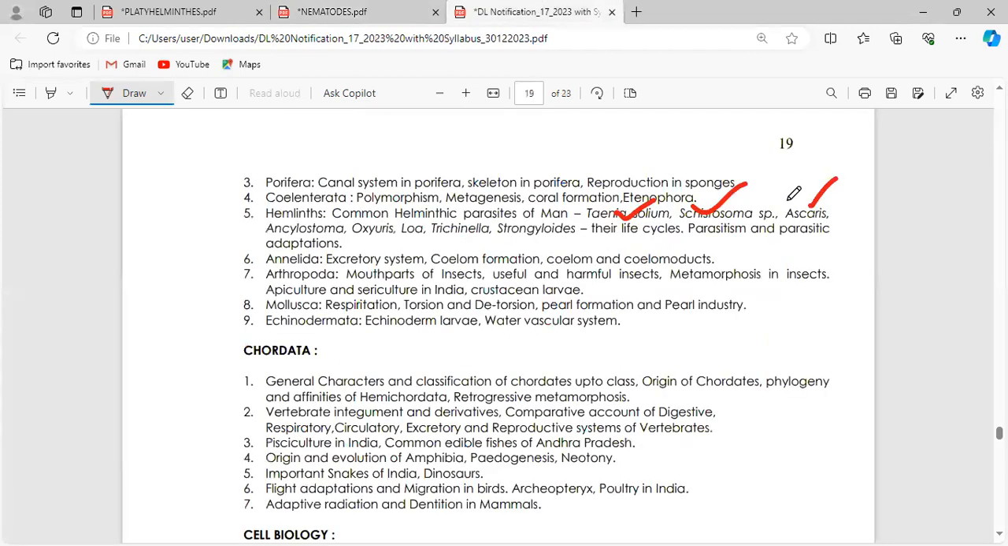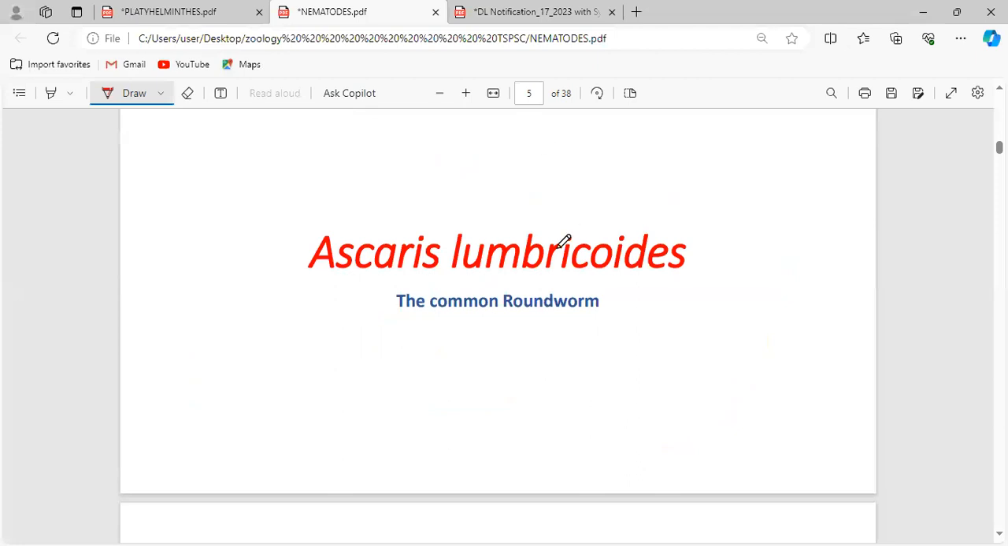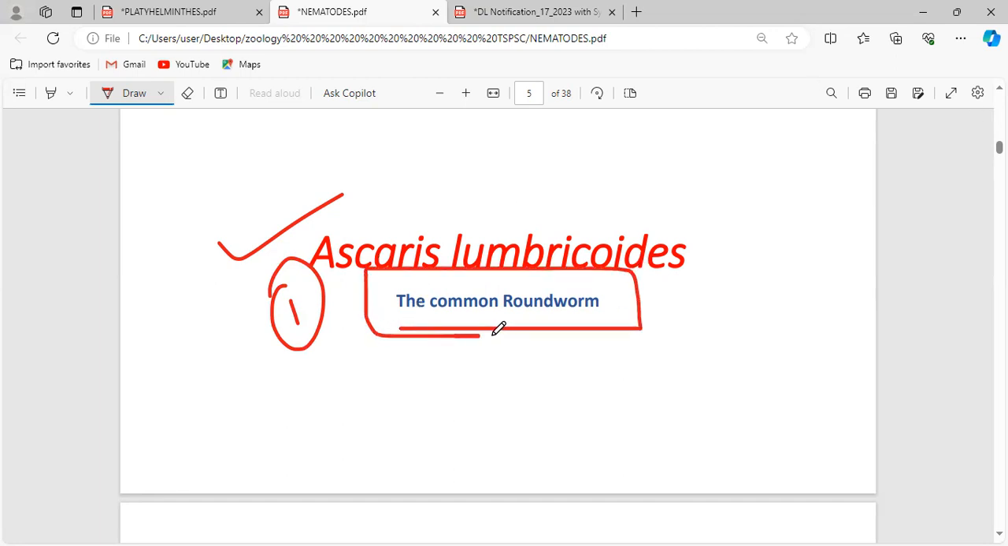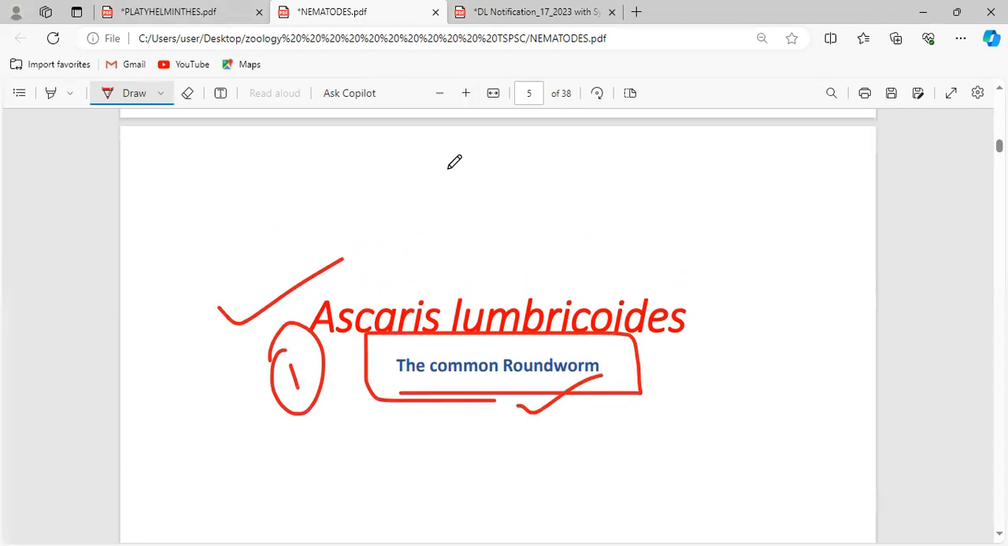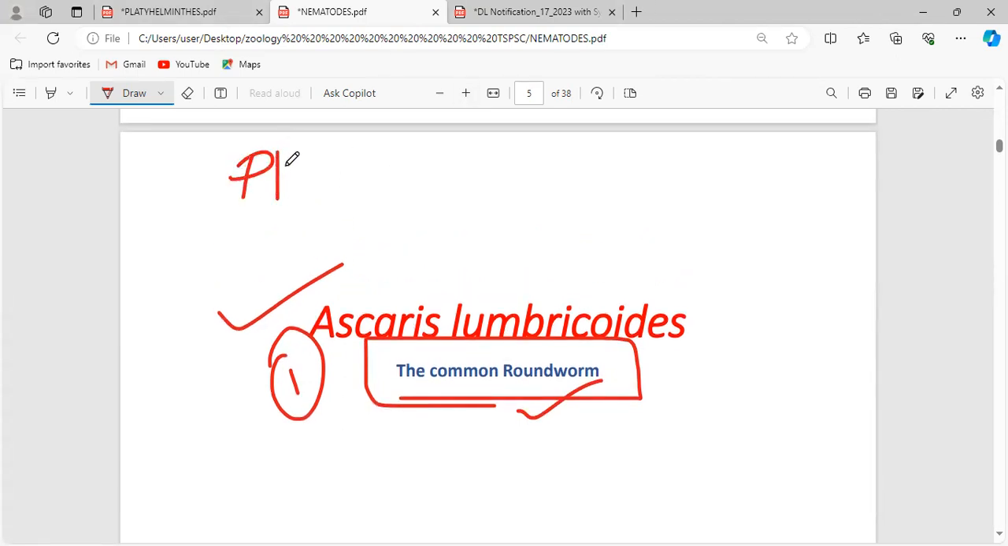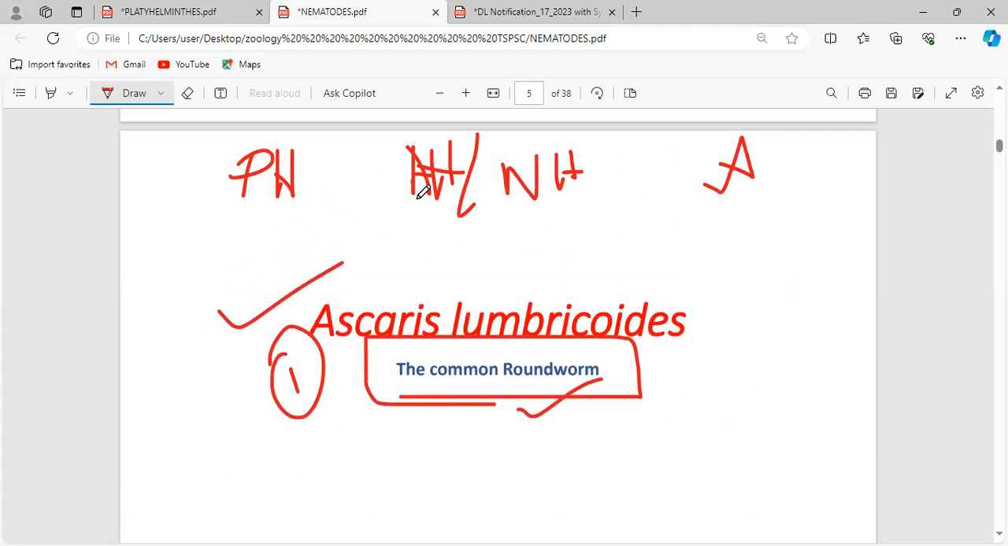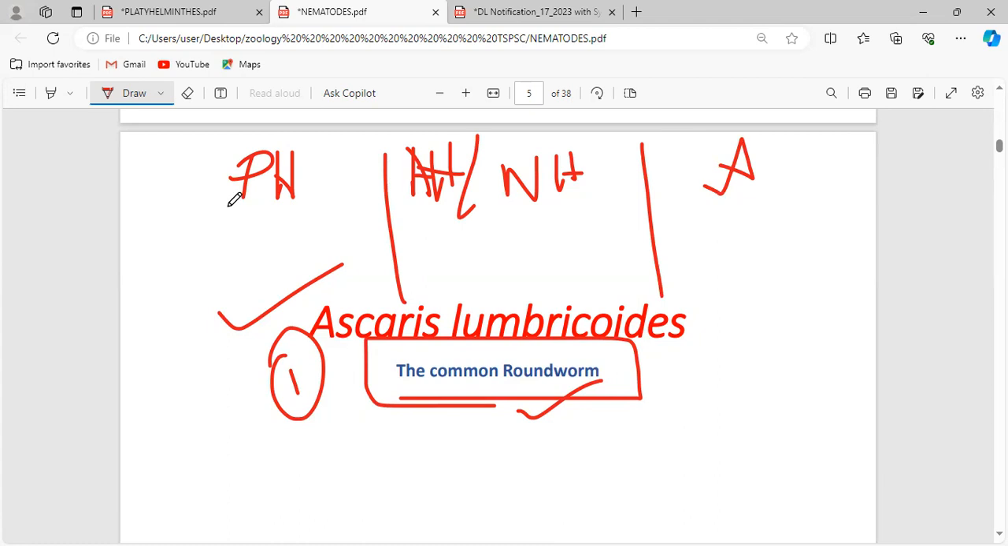Now we are going to discuss this Ascaris. So the first thing you have to remember, as I keep mentioning for the last two parasites, is the common name. Ascaris lumbricoides is the common name. See, Platyhelminthes, Nemathelminthes and Annelids. These three you have to compare.